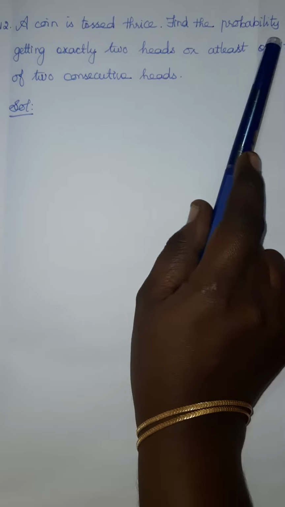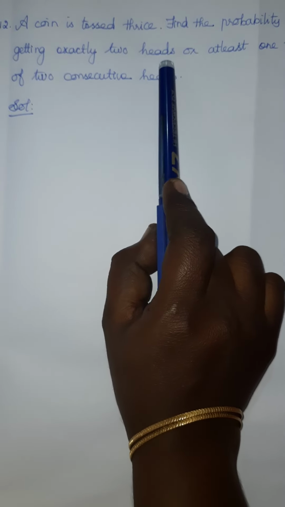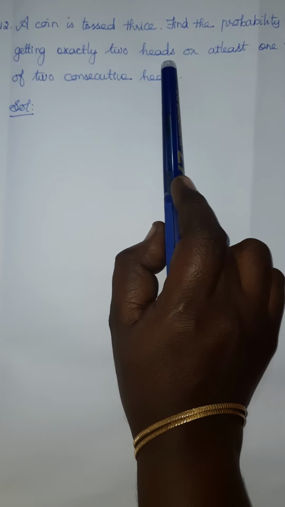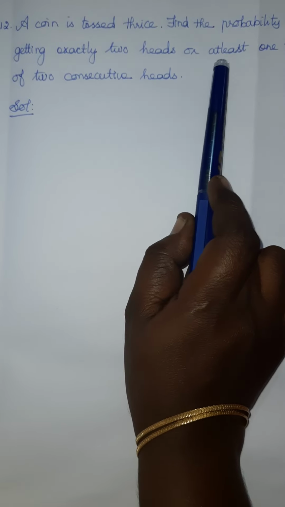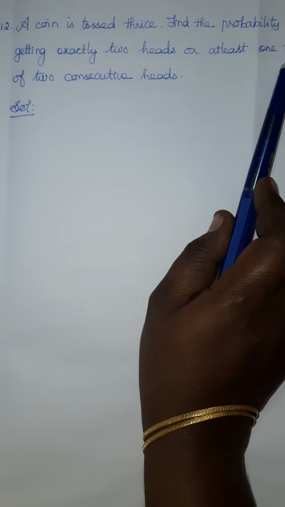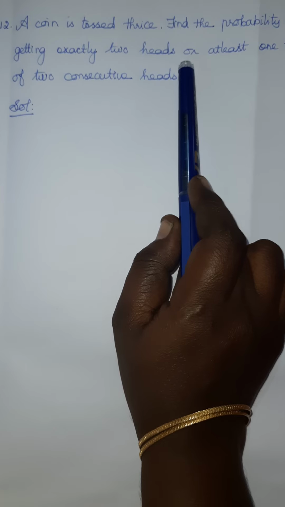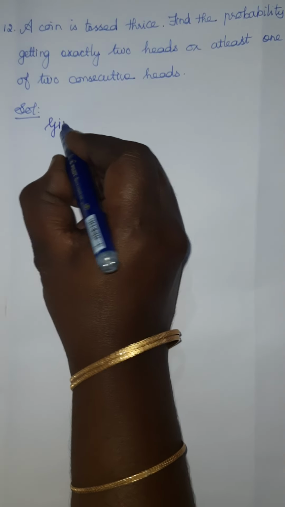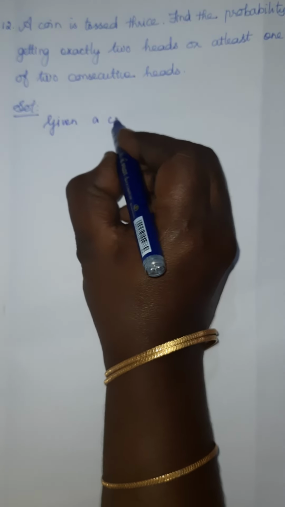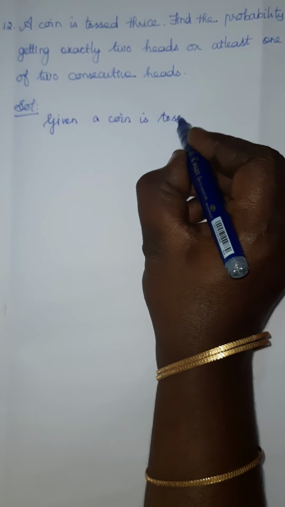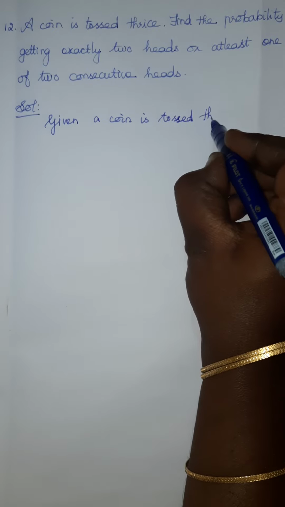Now we have to find the probability of getting exactly 2 heads or at least one tail. So exactly 2 heads you consider as an event, then at least one tail you consider as an event. You need to find the probability of the union of these two sets. So we can write the sample space first. Given a coin is tossed thrice.